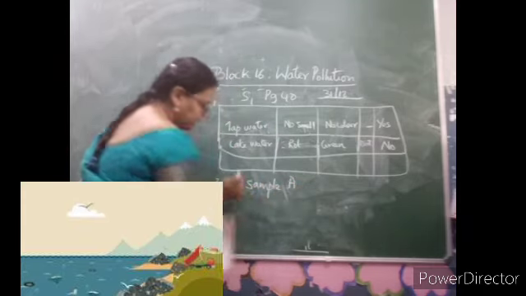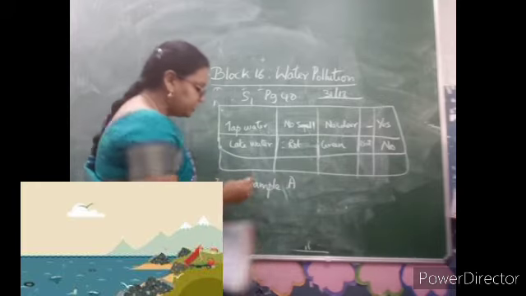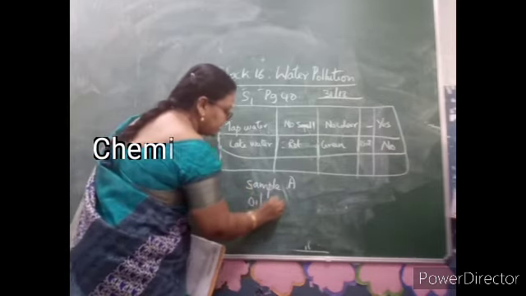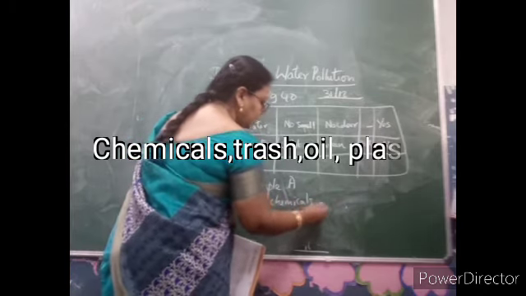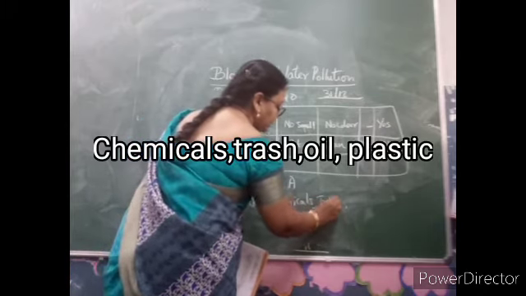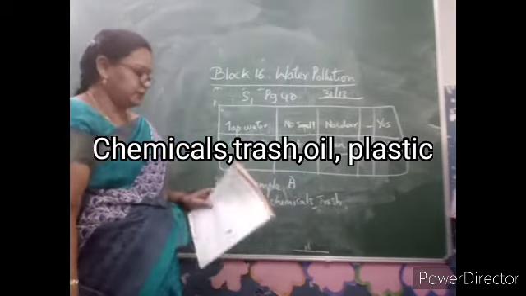Sample A is not clean. What could have made it dirty, children? Maybe oil, maybe chemicals, maybe trash. So many pollutants we don't know. Any 2 or 3 you can write that might have made it dirty.